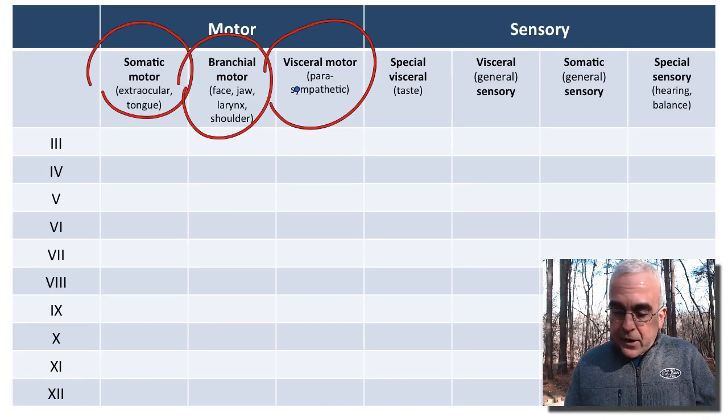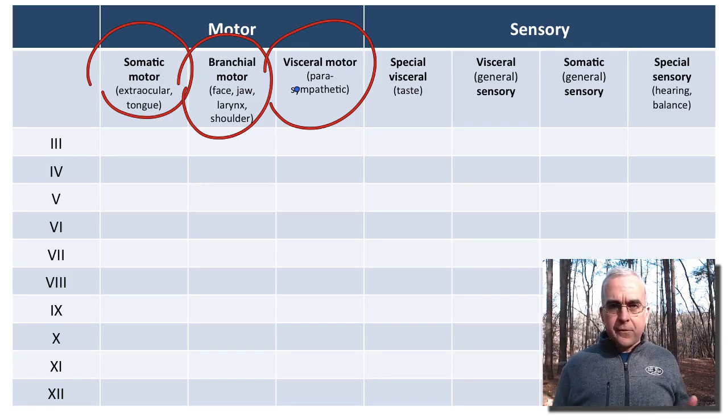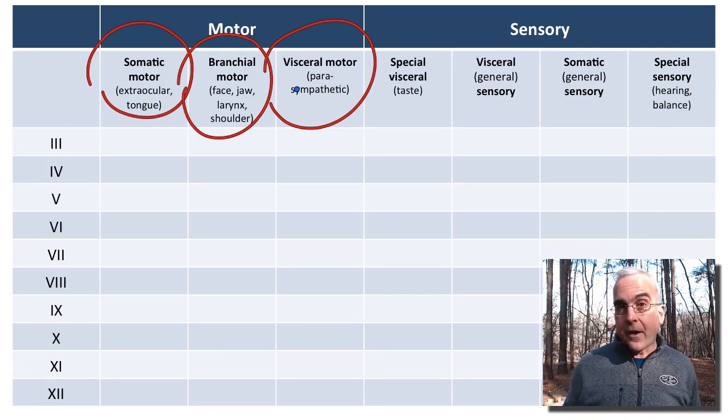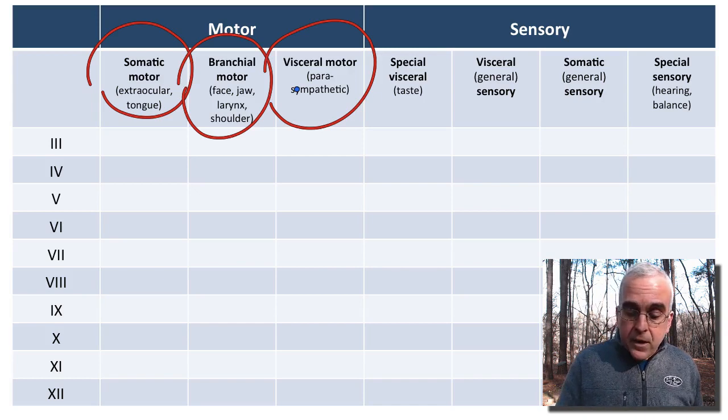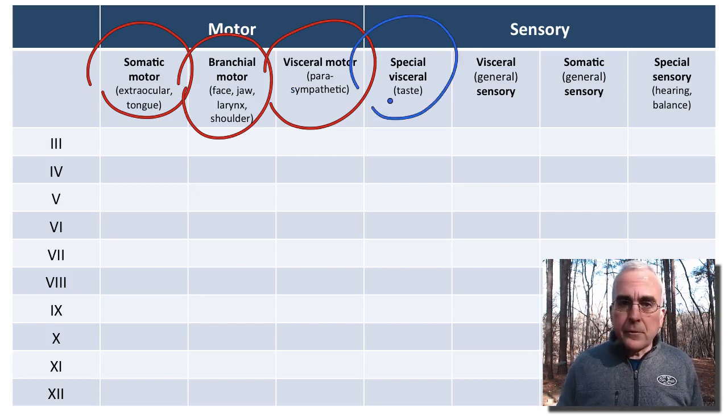Well, that's on the motor side. On the sensory side, we have subdivisions that will also help us to organize our understanding of these nerves and their functions, and eventually how that relates back to the brainstem. There is a special visceral sensory function associated with some of the cranial nerves, and that function is taste, or a little bit more technically, gustation. So we want to recognize which nerves convey our sense of taste to the brain.